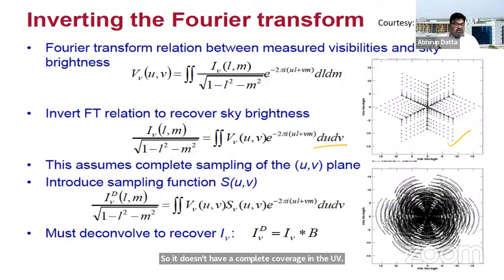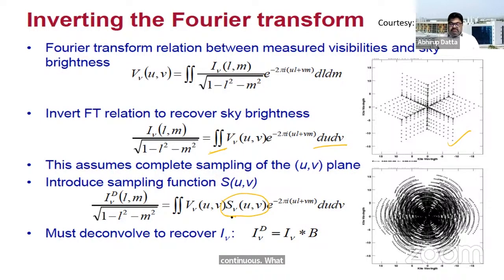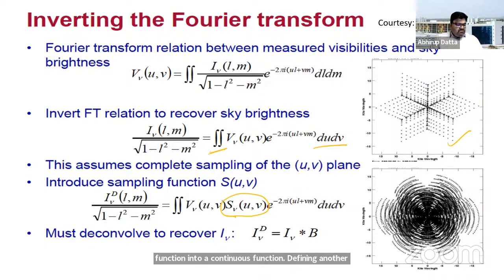So in order to absorb that discrete coverage into the continuous integral, what we define is something called a sampling function. Now, the sampling function is very simple. Wherever there is a UV value, the sampling function becomes equal to 1. And wherever there is no UV value, it becomes 0. So it's 0 or 1. Okay. It's just a mathematical way to absorb a discrete function into a continuous function, by defining another function which is like a mask. You have a value at some positions, you do not have a value at some positions.